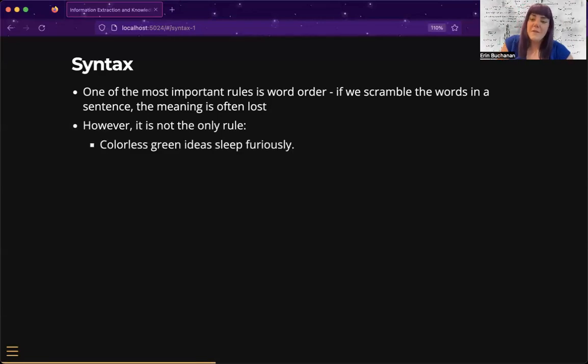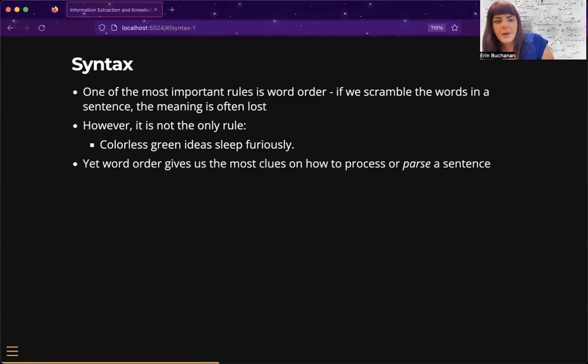So this is a very famous Chomsky sentence where he said, colorless green ideas sleep furiously. Syntactically, that is perfectly correct. Okay. It is in the proper word order to be a well-formed sentence. However, it makes no sense, right? Unless you've heard it 1,000 times like I have, but it doesn't make any sense. But word order does give us the most clues on how to parse a sentence.